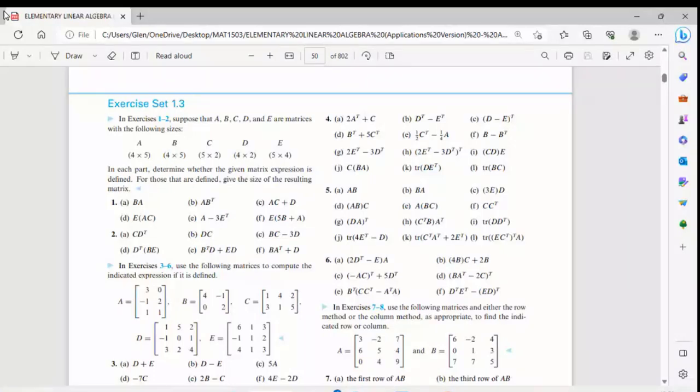Okay, let's clarify something here. This matrix A, in the first row, the entries are 3 and 0. Do we agree? Yeah, I agree. In the second row, the entries are -1 and 2. Do we agree? I agree. In the last row, which is the third row, the entries are 1 and 1. I agree. Now, you and I, so far, have agreed.